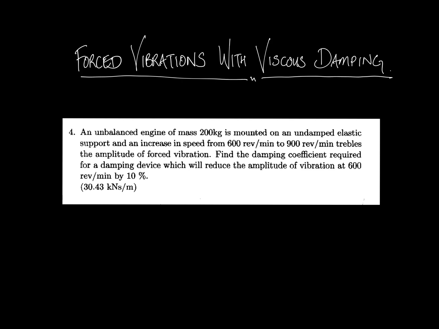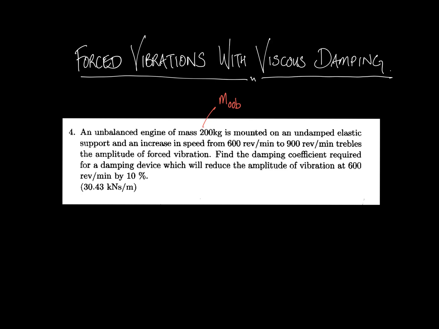Hello, here we have a forced vibrations with viscous damping problem that we want to solve. So let us look at this statement and pick up some keywords here. So we have an unbalanced engine of mass 200 grams. Right, so this is mass. Unbalanced, which I'll put as OOB, out of balance, mass. It is mounted on an undamped elastic support.